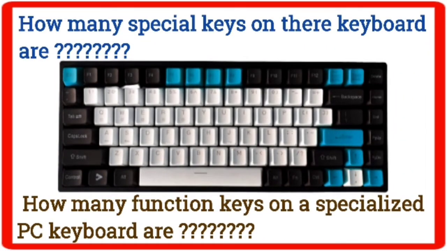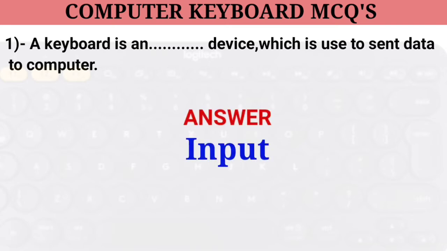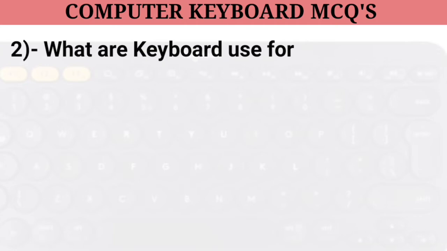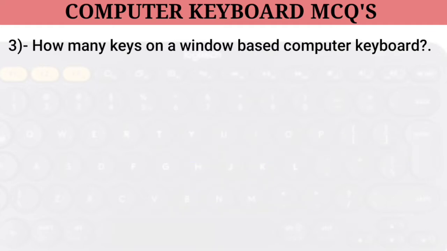The topic is keyboard MCQs. Question number 1. A keyboard is a device which is used to send data to a computer, called a... correct answer: input device. What are keyboards used for? Number 1, alphabetic. Number 2, numeric. Number 3, for commands.